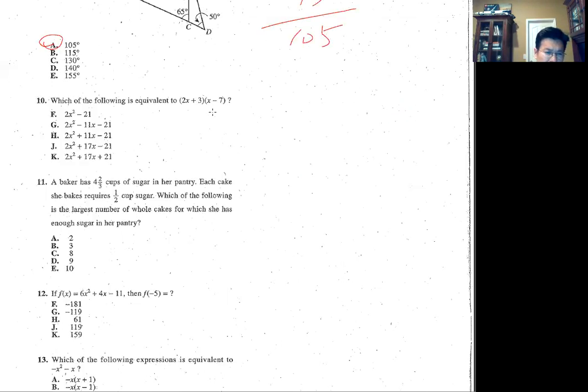The following equation, distribute this. So 2x squared minus 14x, plus 3x minus 21. So this one is minus 11. So it's G.